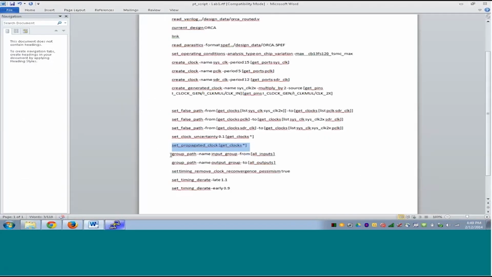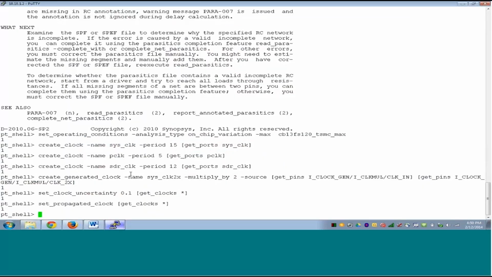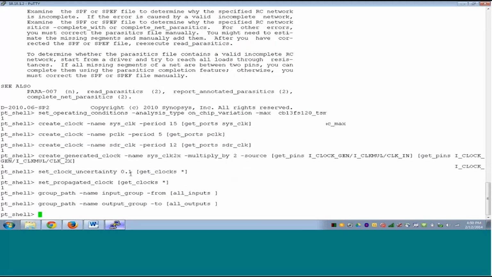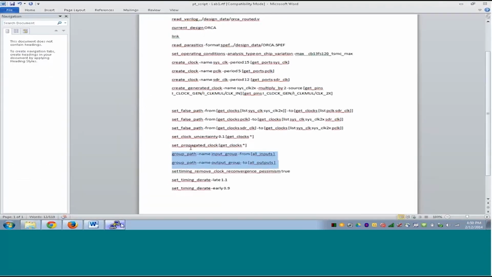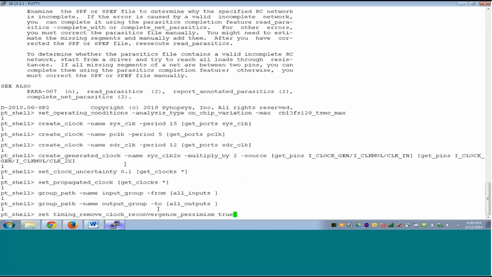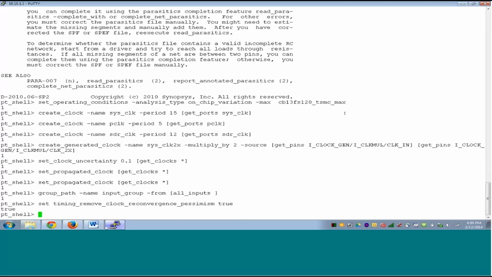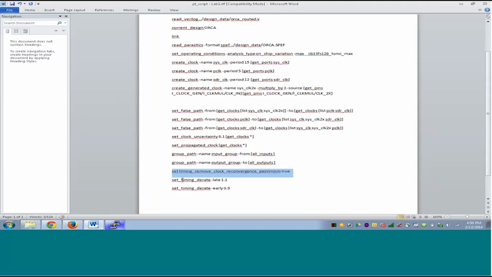And then I'll group paths. I find it very useful to group the input-output path group into separate groups, to make sure I have a different group for input and a different path group for the output. Then I will enable the CRPR pessimism removal by setting this. Set timing remove clock reconvergence pessimism to true. I'll enable this. If not, it will not give me CRPR credit. We'll see how that happens.